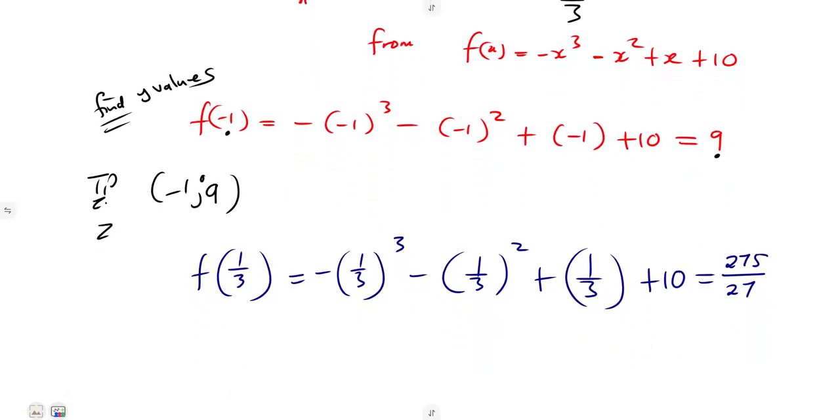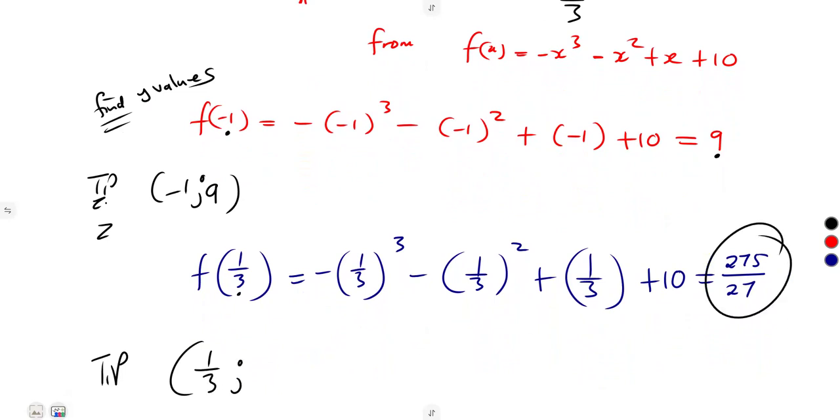So that's for the value of x. We are finding the y values. We have got another turning point for the value of x, which is 1 over 3. The y value corresponding there was 275 over 27. That's another turning point.